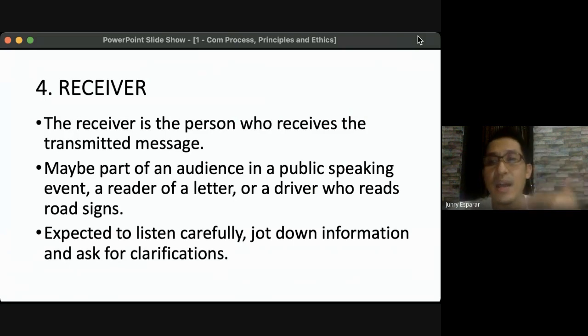However, for the receiver to also understand the message that is being conveyed by the speaker, or by the source, or the person talking, he has to carefully listen, jot down information, and ask for clarifications. That's why in this class, I require you to have an individual note, because your individual note would motivate you to listen carefully, to jot down important information, and to make clarifications. In that way, you would be able to ensure that you understood at least 80% of the session. I think 80% would be enough for me already. Although I'm targeting 100%, 80% is already a good percentage, especially for this kind of engagement.